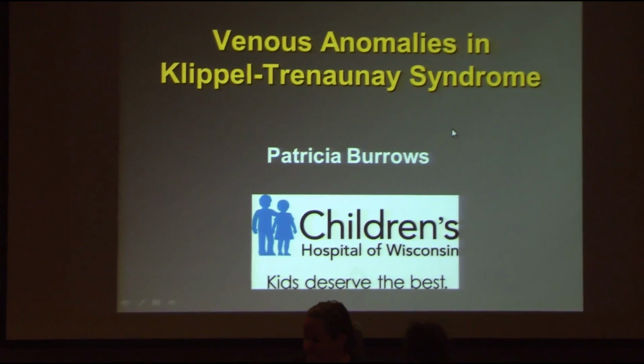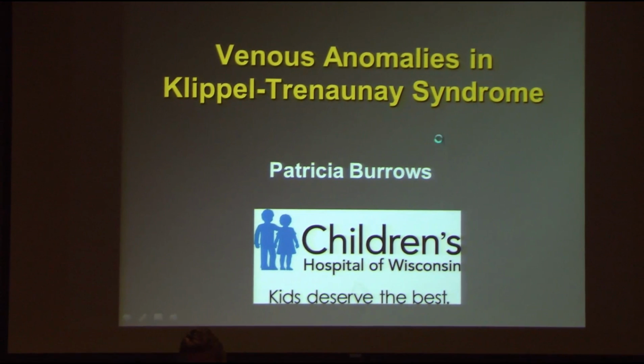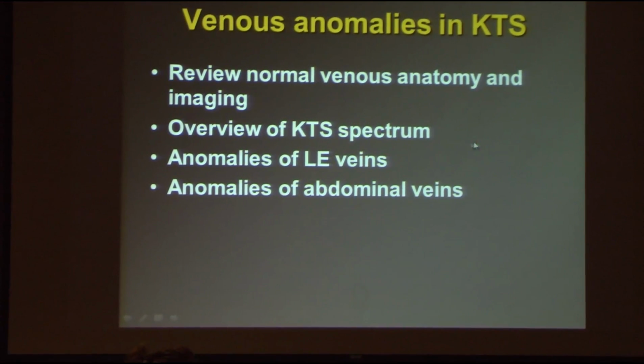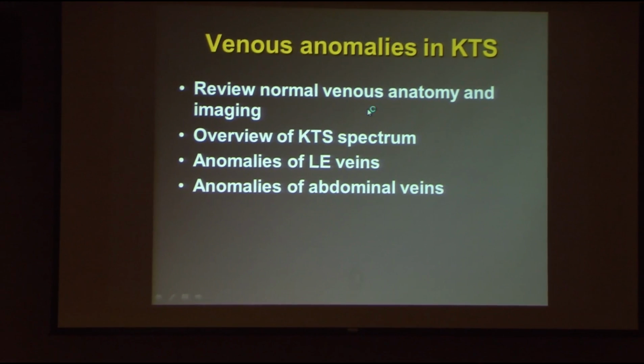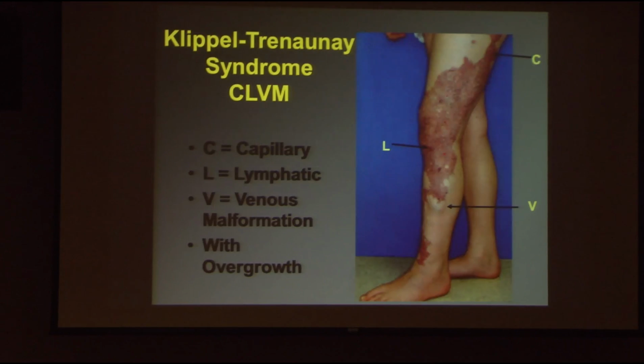We're going to talk about the venous anomalies in KTS. What I'd like to do is review the normal venous anatomy in the legs, some of the imaging that we use for looking at veins, give you an overview of the KTS spectrum, and then describe in a fair amount of detail what kind of anomalies we see in the lower extremity veins and also in the abdominal veins.